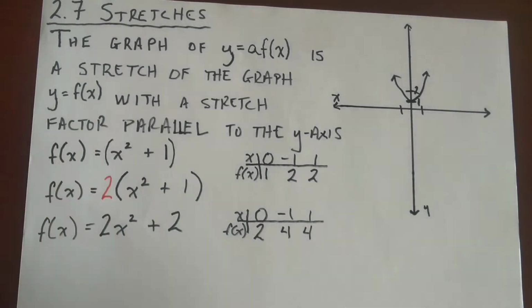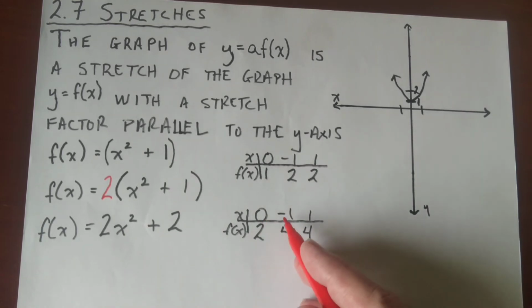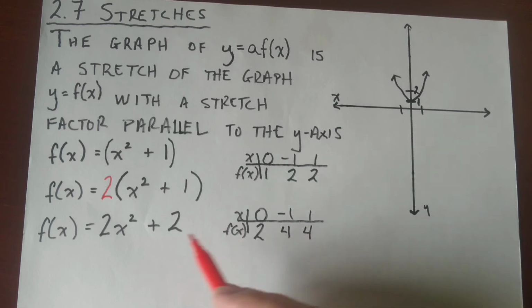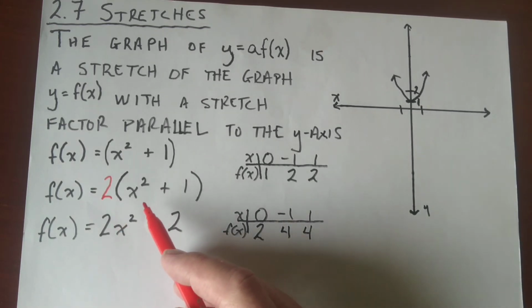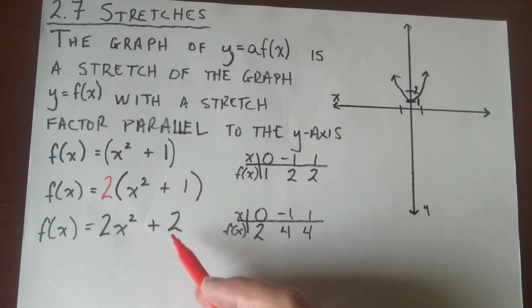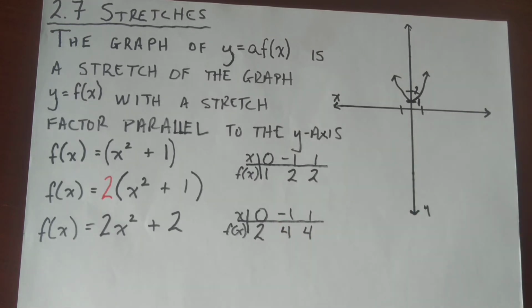Now I'm going to draw the new function in red. And again, we're going to refer to this table of values to help you understand. But what's that 2 tell you? It should be a scale factor of 2. So let's see what a resulting graph looks like.